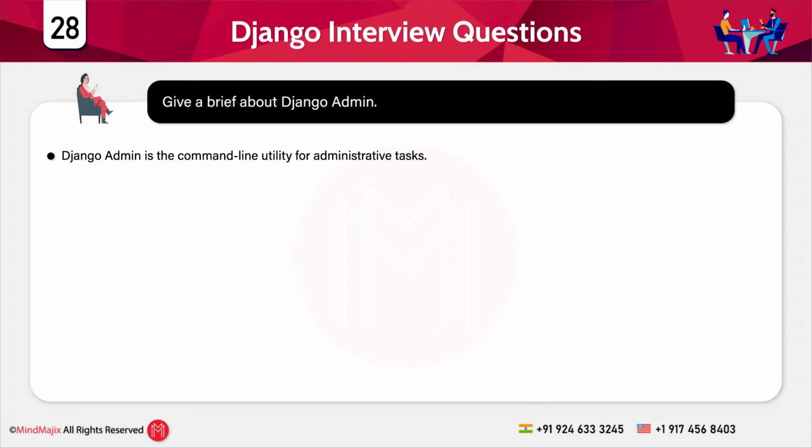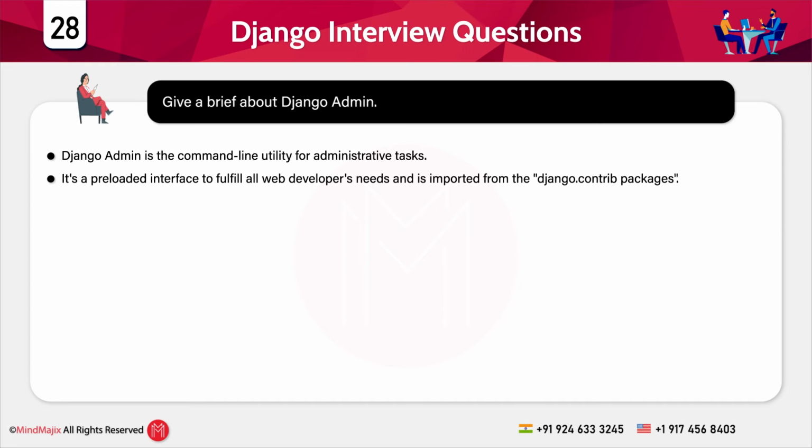So Django Admin is the command line utility for administrative tasks. It is a preloaded interface to fulfill all of the web developers' needs and is imported from django.contrib packages. The Django Admin interface has its own user authentication and offers advanced features like authorizing access, CMS or content management systems, managing various models, and so on. You can perform some basic tasks using Django Admin, such as the first command, django-admin help. This command displays the usage information and commands list provided by each application.